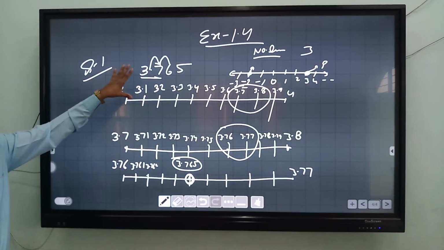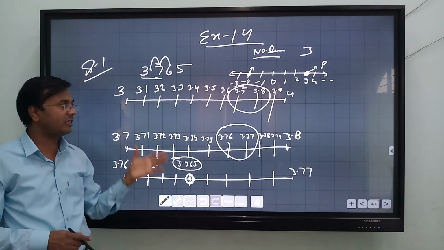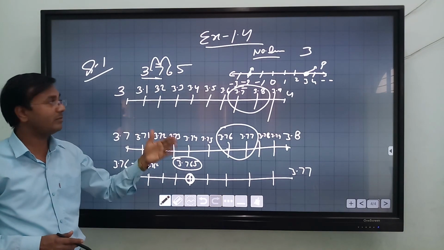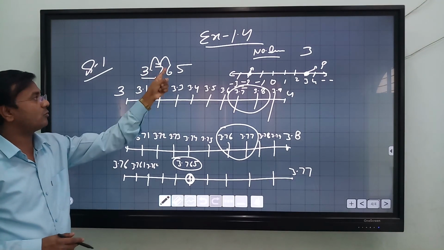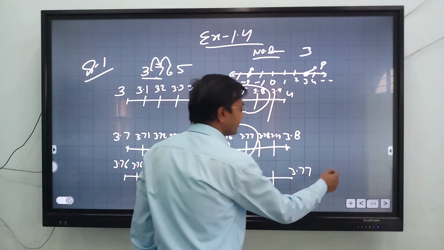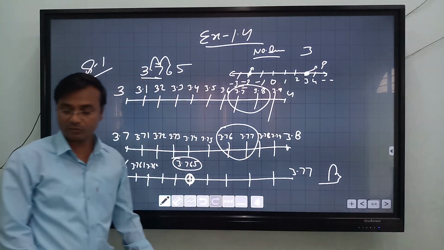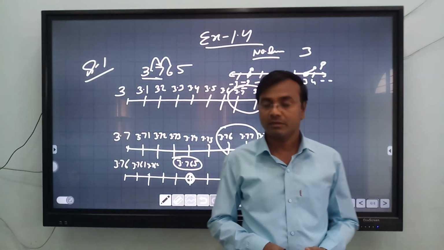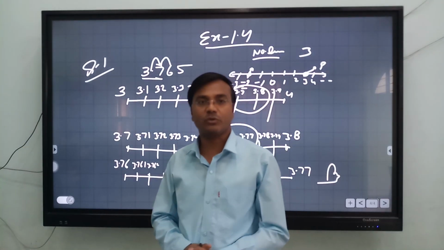So representation of a decimal on the number line can be done by taking the numbers, right? And we have to go decimal by decimal. First of all, the first place, then 2 places, then the third place, and we will get the number. So this is the answer. Now try to solve question number 2, and if you have any doubt, ask me. Okay, thank you so much.